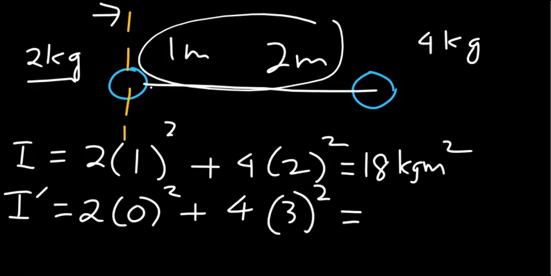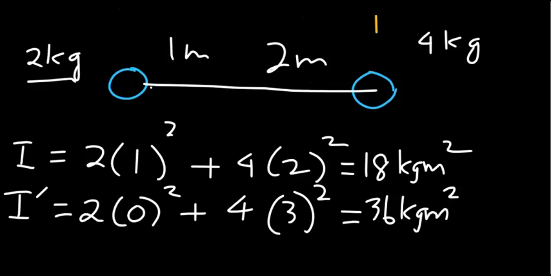And that's going to be 36 kg meter squared. Now let's change the axis of rotation here, passing through the 4 kg object. What is the moment of inertia of the system about that axis? Let's call that I double prime.